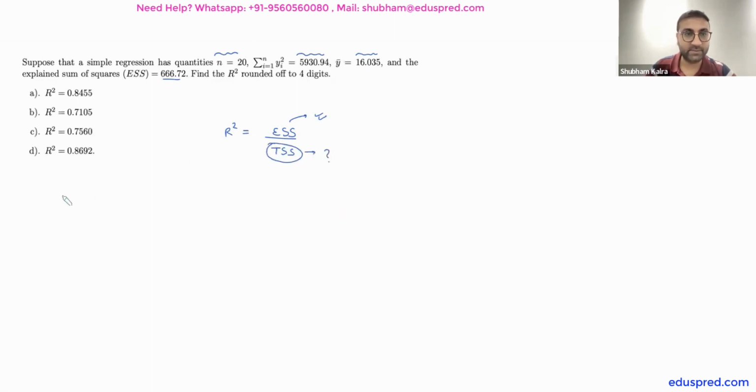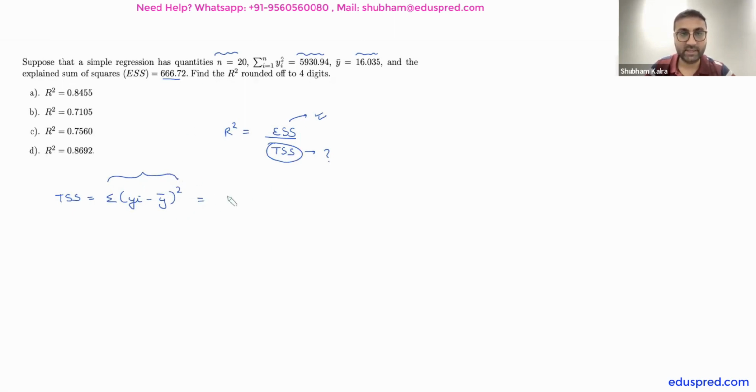And to figure out the denominator, you first need to know what is the mathematical expression for total sum of squares. Well, your total sum of squares can be written as summation of yi minus y bar whole square. Now, if you take a look at the information that's given to you, it is not matching this particular expression. So that means we will have to solve for this expression further.